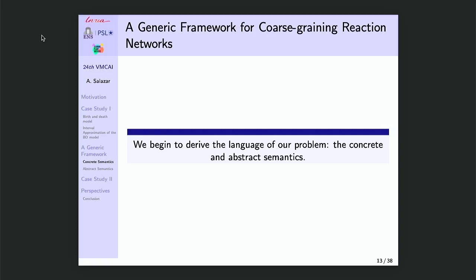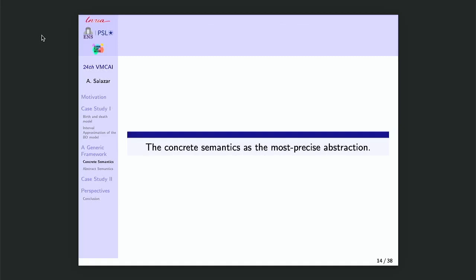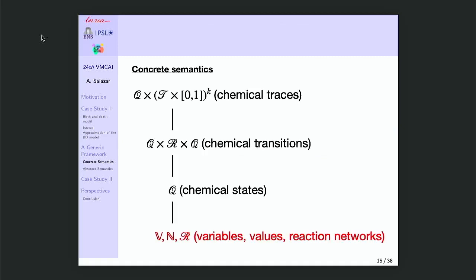And then we define the abstract semantics, which is an over-approximation of the concrete semantics. Okay? So we will begin with the first, which is the concrete semantics. And so what we do is we essentially build the mathematical objects that we require to define all the behaviors that can emerge from the reaction network. Okay? So we begin with the first, which is the variables involved, the values they can take on, and the meaning of reaction and reaction networks.